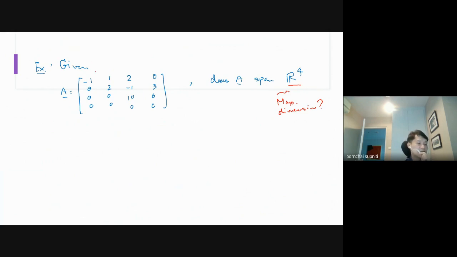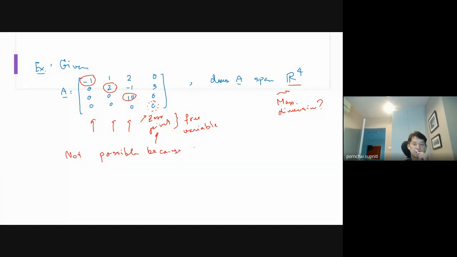Okay, so in this case, if we see that we have pivots that are non-zero, and then suddenly you have one pivot which is the zero pivot, then from what we learned earlier, this is considered a free variable from the general linear equation. So when you have such a free variable, it means that if you want to use these column vectors to generate R4, it's not possible, because of the free variable.